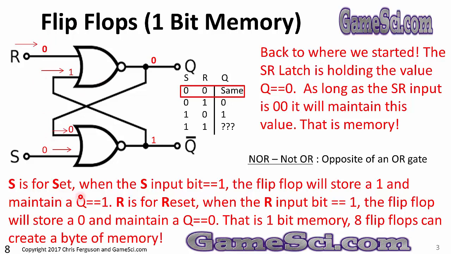S is for set. When the S input equals 1, the flip-flop will store a 1 and maintain a Q equal to 1. R is for reset. When the R input bit equals 1, the flip-flop will store a 0 and maintain a Q equal to 0. That is 1-bit memory. 8 flip-flops put together could create a byte of computer memory.